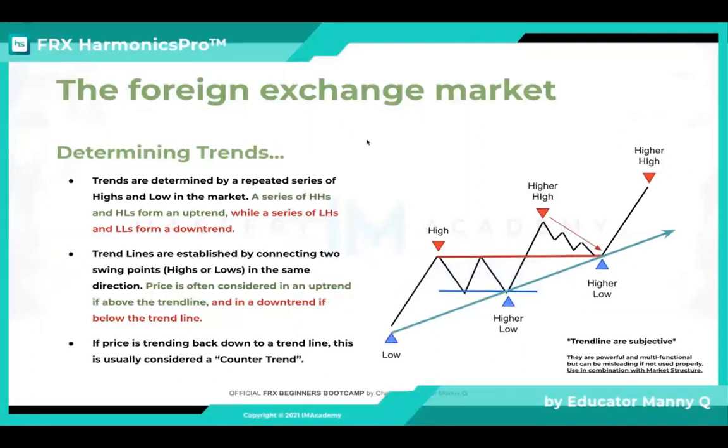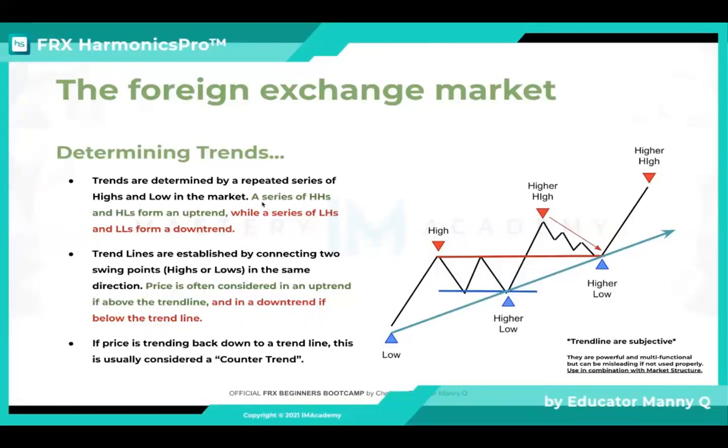Now that we understand how a sequence of highs and lows can establish an uptrend or a downtrend, let's begin to put something more physical on the chart to help us understand these trends. And this is where trend lines come in, or determining trends in the market. So again, trends are determined by a repeated series of highs and lows in the market, right?